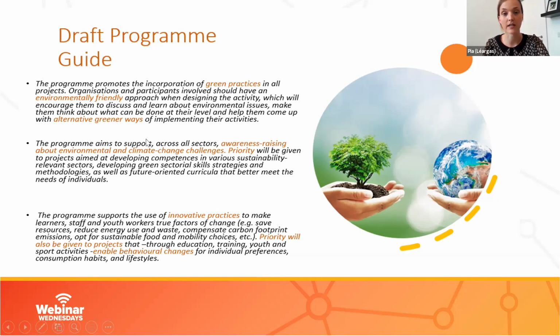So the first section there is really about incorporating green practices when you're actually designing a project. And then the second paragraph says that the program will aim to support awareness raising about environmental and climate change challenges, and a priority will be given to projects aimed at developing competences and skills in the area of sustainability. So it's really important to know that that will actually be prioritized in terms of how project applications are assessed. So priority will be given to those projects that really build in that element of sustainability in terms of their practices, but also in terms of skill building and awareness raising around environmental and climate change challenges.